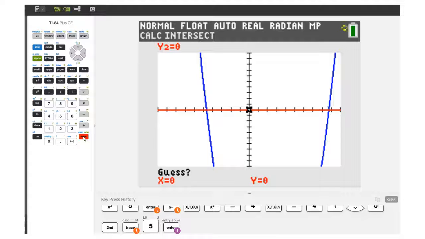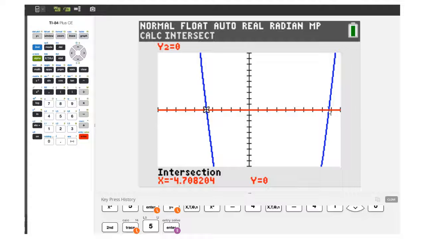And the first value the calculator is going to give me is negative 4.701, which we said is negative 4.71. So the first one is correct. Now all I need to do is to find the second value.